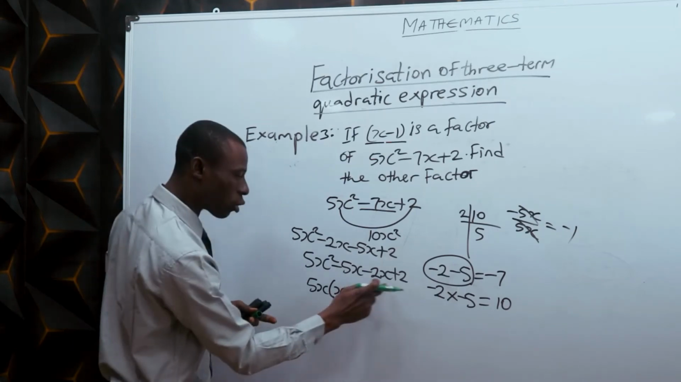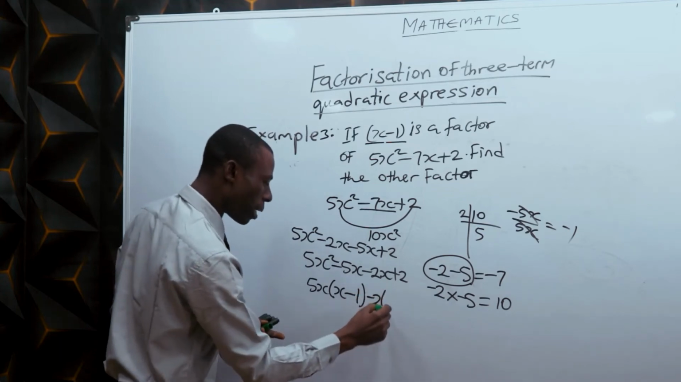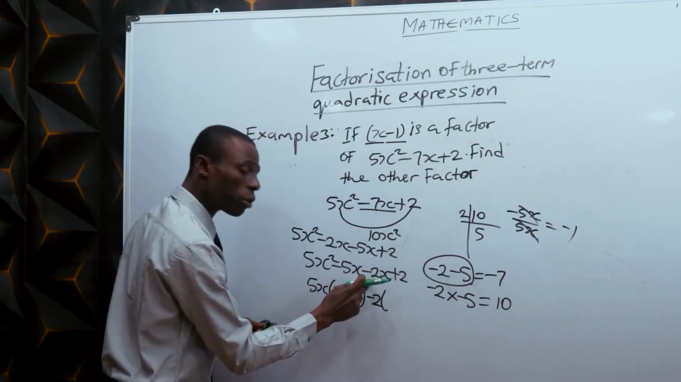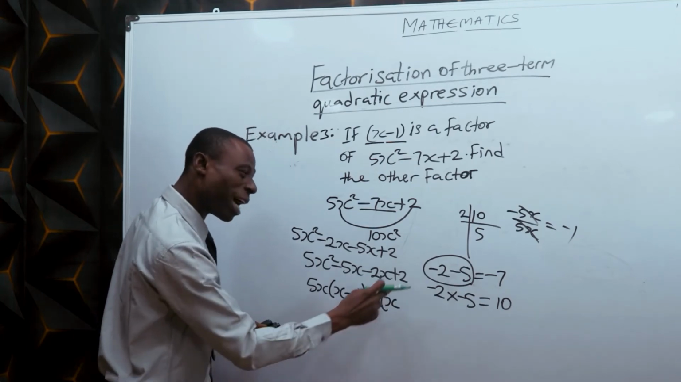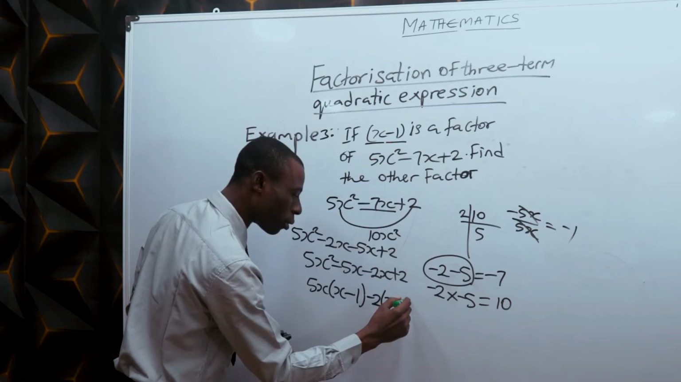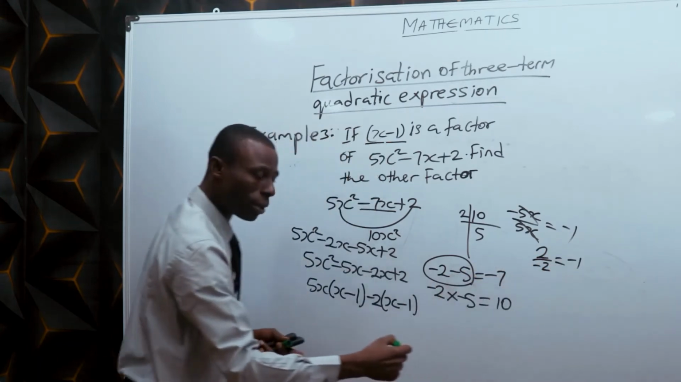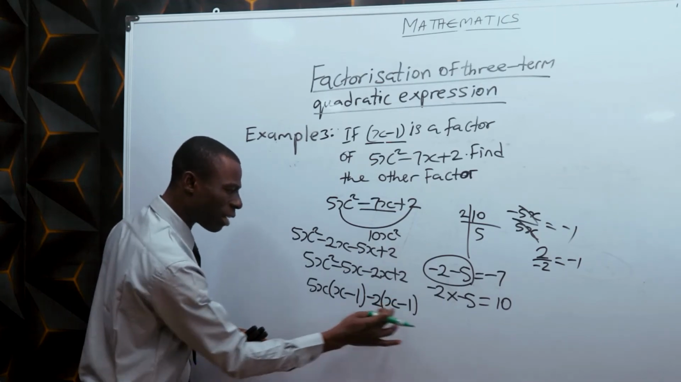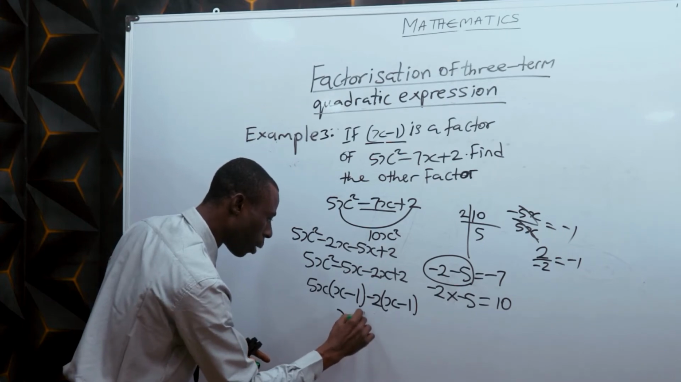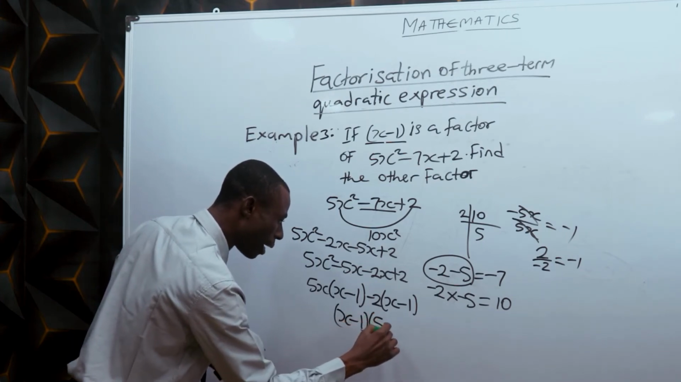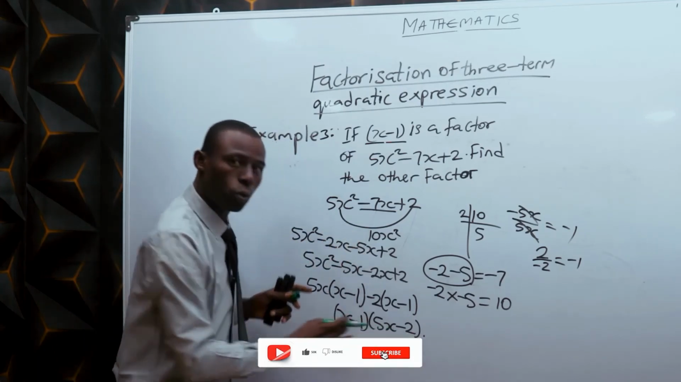What is common to the other two terms is minus 2. Bracket. Use the minus 2 to divide minus 2x. It gives you positive x. Use the minus 2 to divide positive 2. That is 2 divided by minus 2. The answer is minus 1. You can now see that the inside of the two brackets are exactly the same. So you have x minus 1 times 5x minus 2. You have factorized it. These are the two factors we have there.